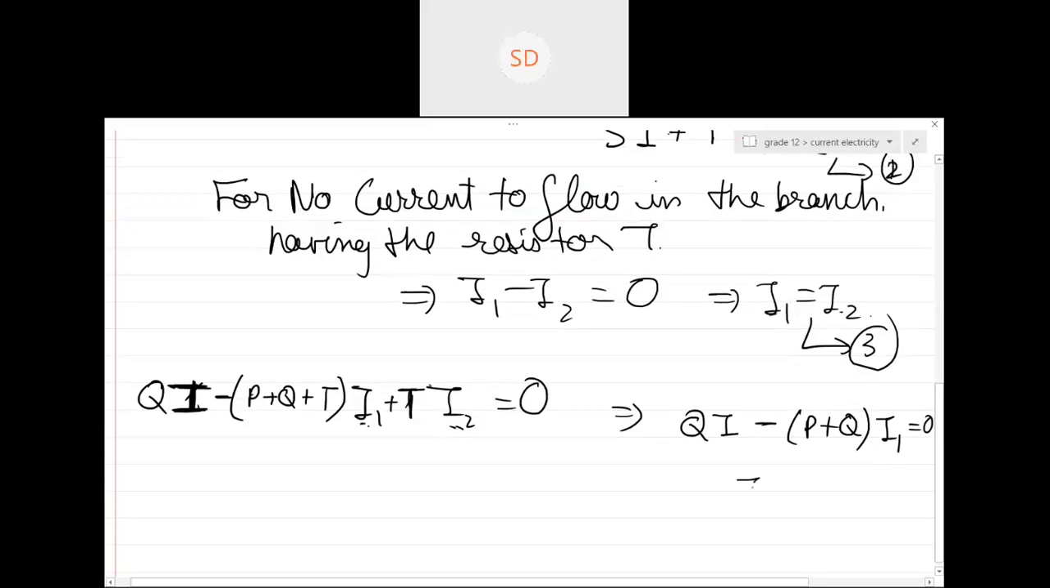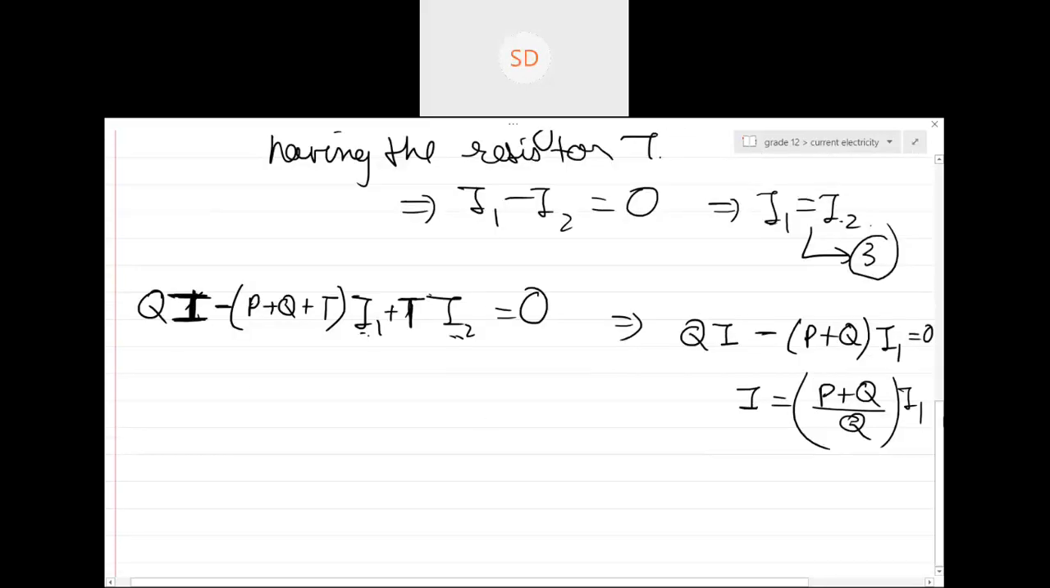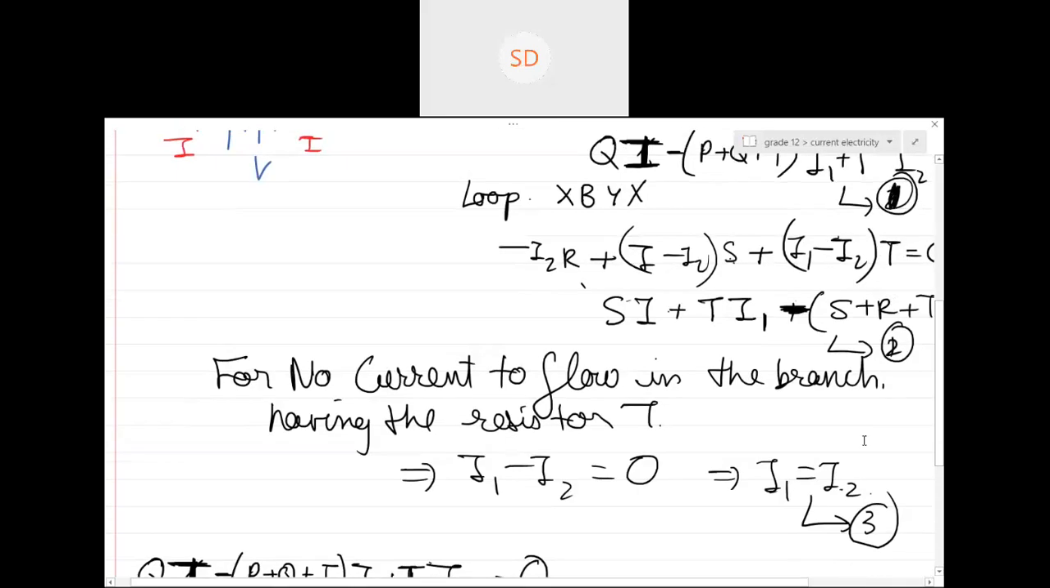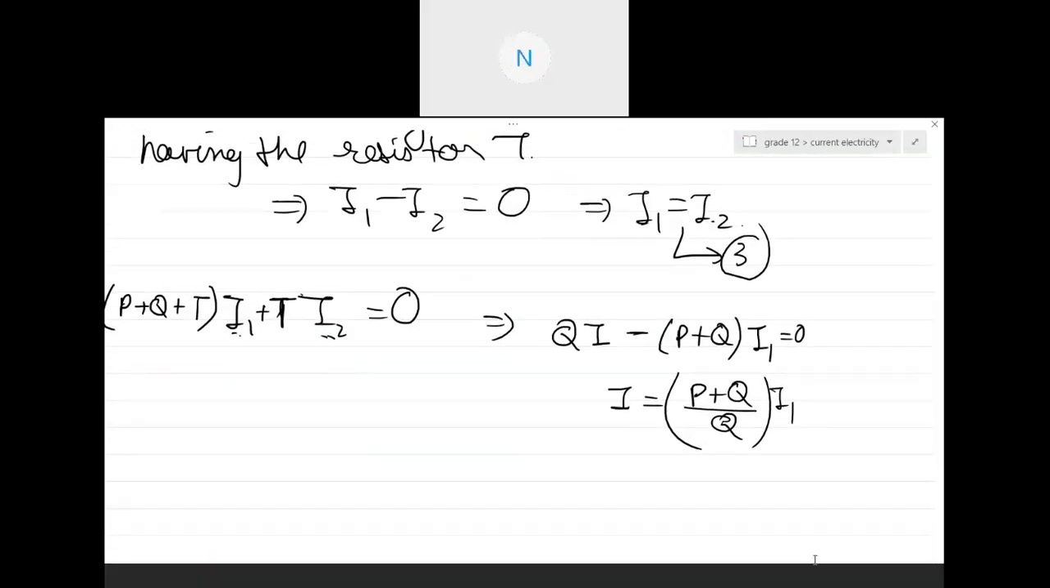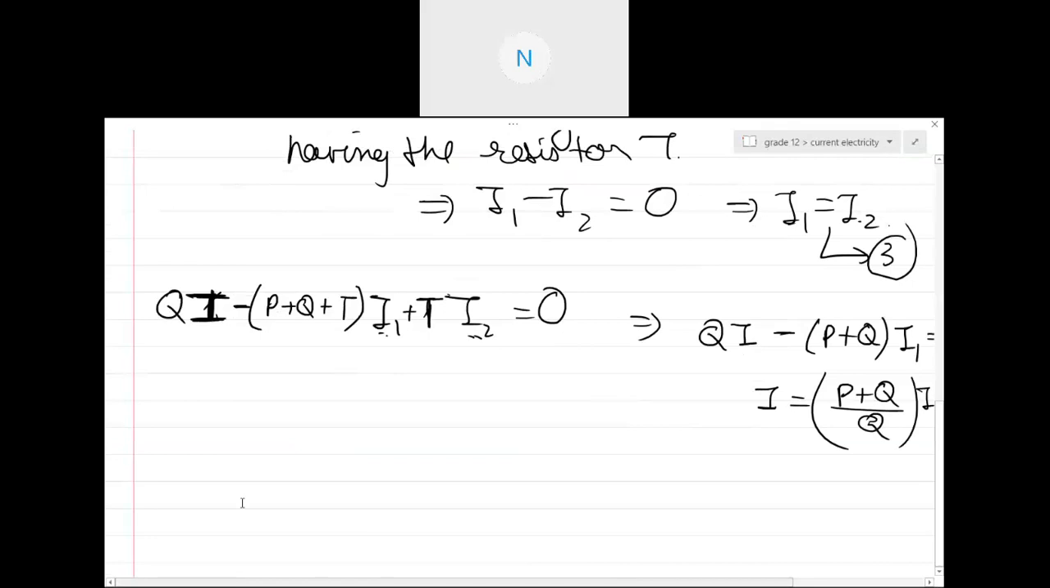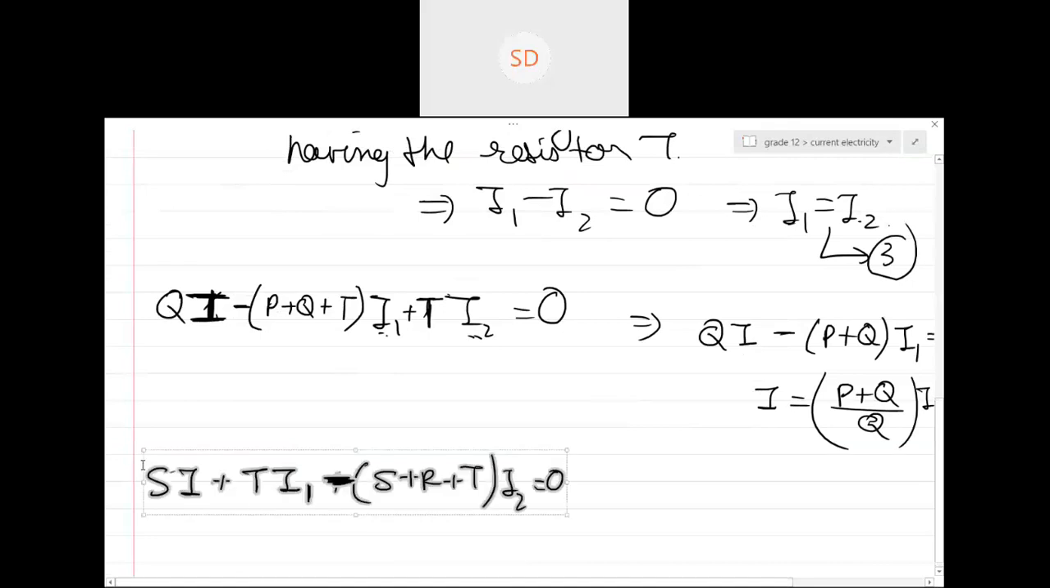Can everyone solve for I from this equation? I will be equal to P plus Q upon Q into I. Yes or no? Yes, sir. Similarly, what about the second equation? Basically, we are solving this equation. This is important from the school point of view, so that's why I'm writing the whole thing. Otherwise, I would have kept the equation solving part.